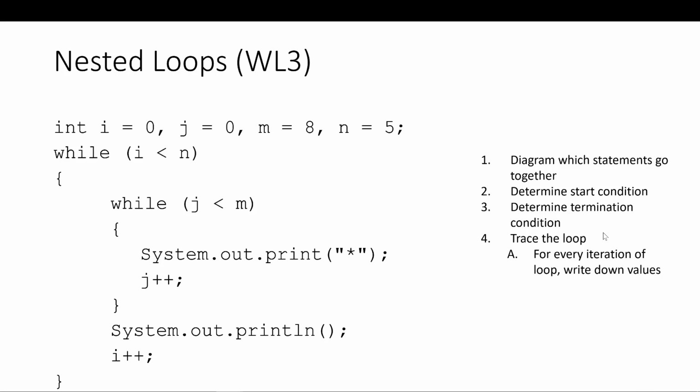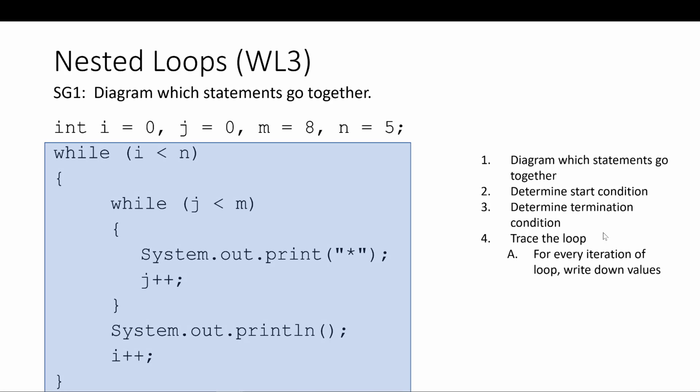Sub-goal 1 is to diagram which statements go together. In this case, we first look at the outer while loop. Since it has curly braces, it's easy to see which statements go with that loop.